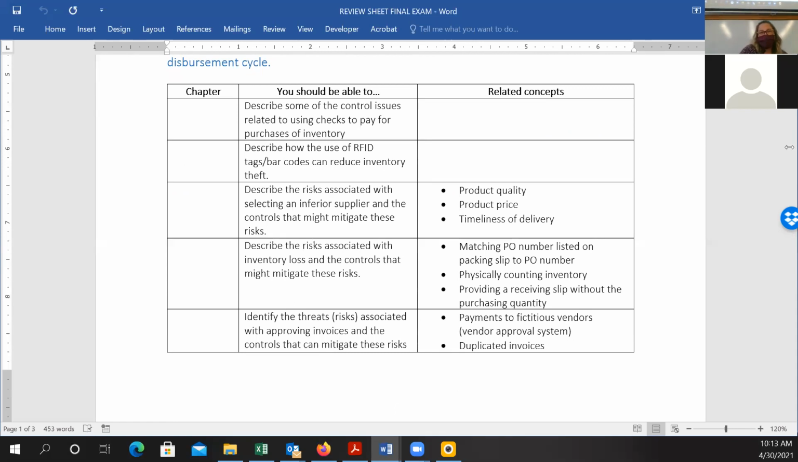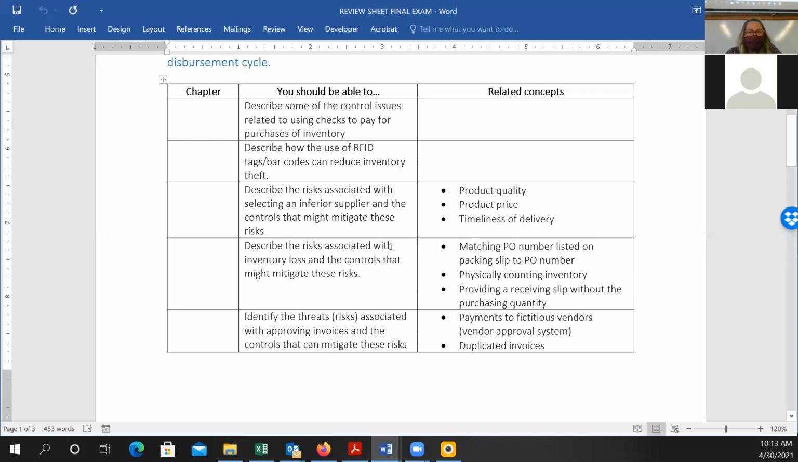The next one, describe how the use of RFID tags and barcodes can reduce inventory theft. That's another essay question. We've talked about that a couple of times. We talked about RFID and barcodes on the sales and requisition side, because you need to have the inventory on hand so you can sell it. We also talked about it on the purchasing and cash disbursement side, because it can be stolen in the purchasing process just as easily as it can be stolen in the selling process.